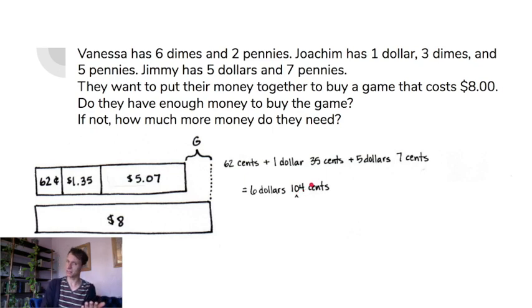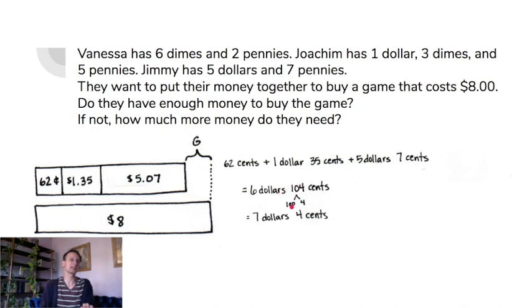Now that's more than $1, so we can decompose out the dollar, right? The 100 cents, leaving the 4 cents. So now we have how many dollars? $7, 4 cents. And we can see, yes, indeed, our rough estimate was pretty spot on there. So we can now figure out what the difference is between them.